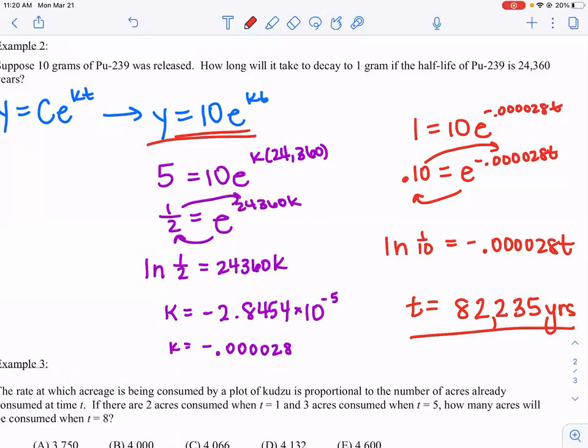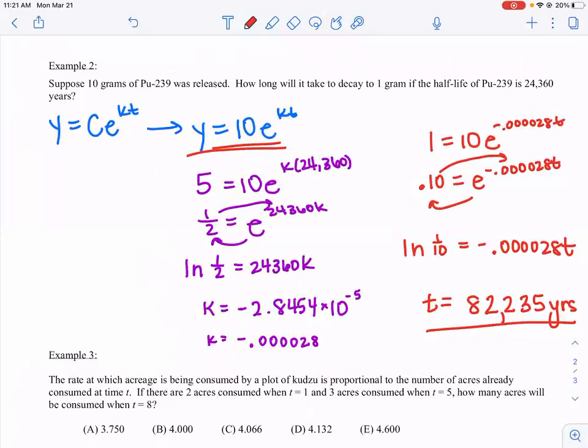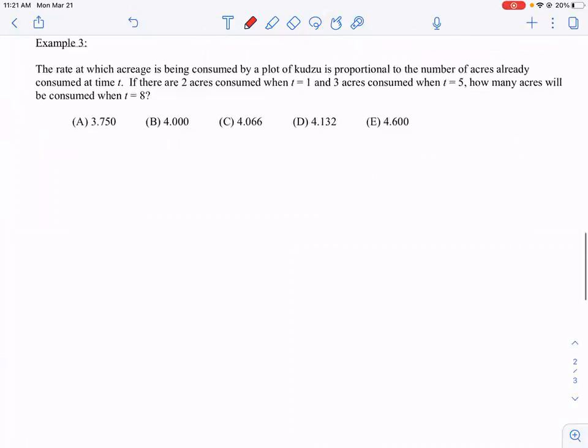Are you using the actual value, Isaac? Yes. How accurate do you need this to be? Accurate enough. This one, it's harder to be accurate because the numbers are so big. Okay. Example 3, we're going to have an easier time being accurate.